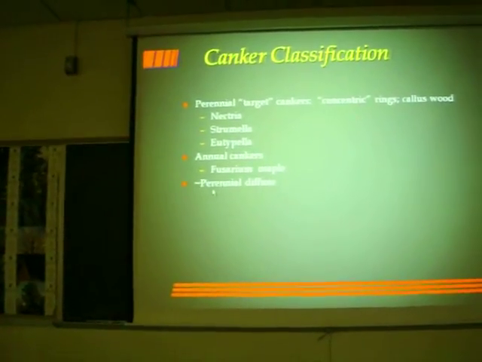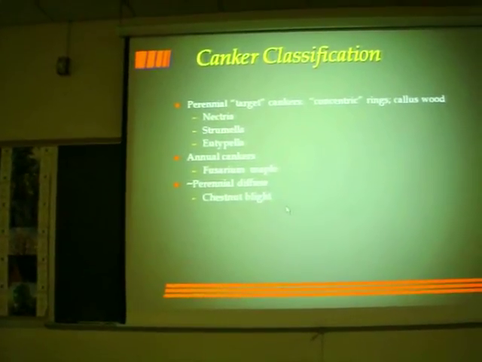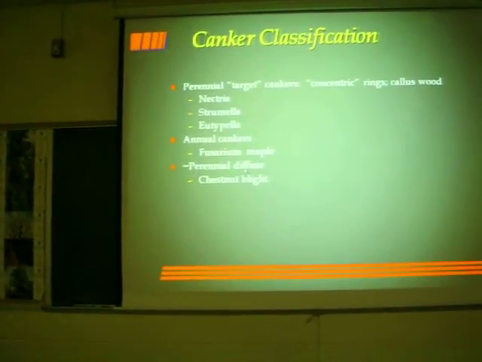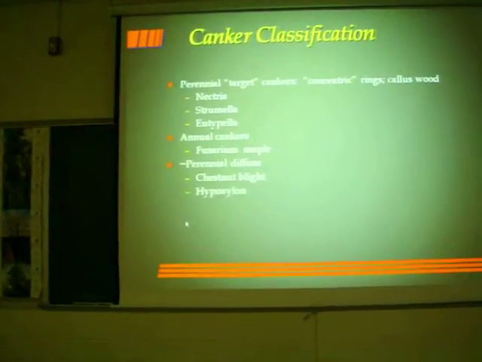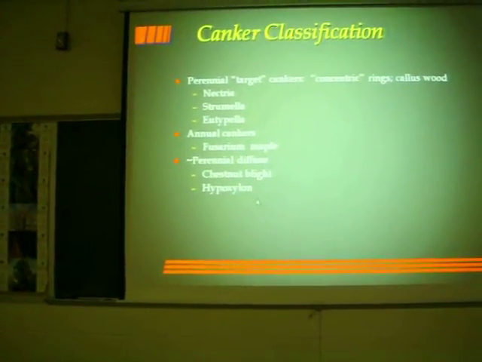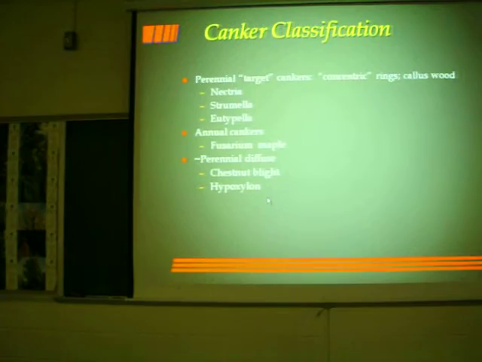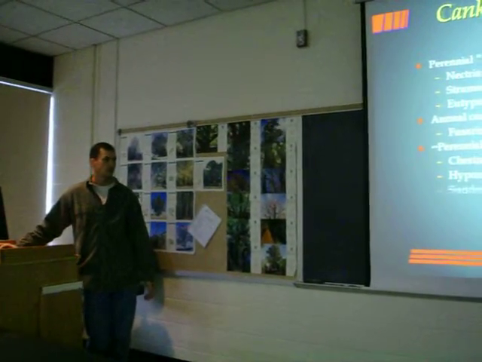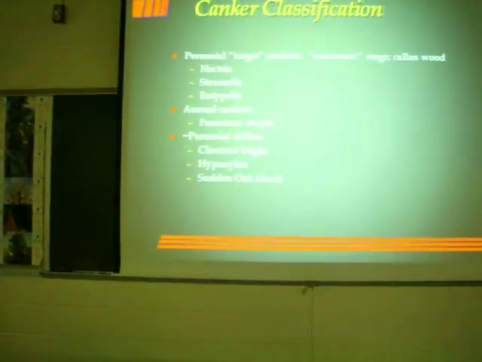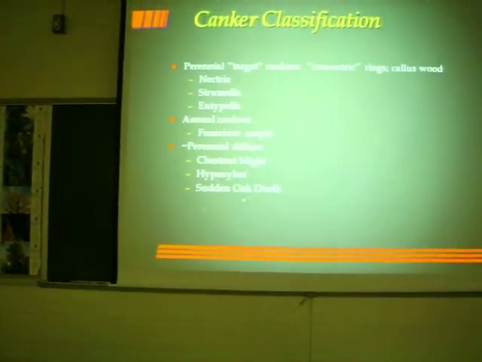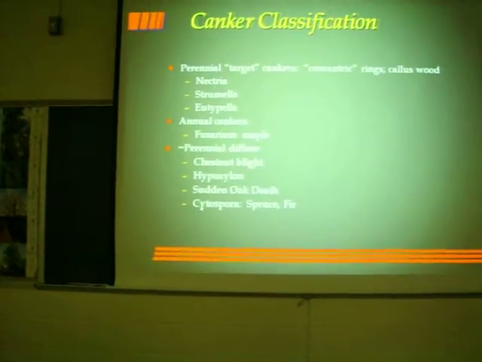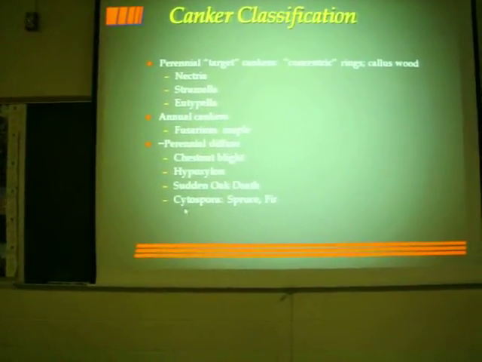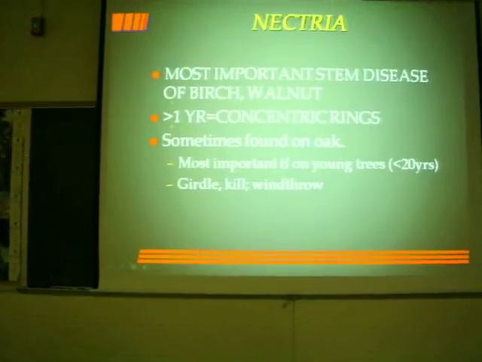Fusarium canker on maple. And then there's others, the chestnut blight, which we've heard about, I'm sure, with the American chestnut, perennial diffuse cankers, and Hypoxylon, which will be on beech trees. You've seen beech that have their bark start to break up, or they have fruiting bodies on them. These types of cankers are also involved in sudden oak death, and some spruce and some fir get something called Cytospora, which is also a perennial diffuse canker.